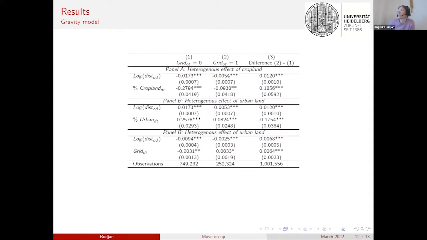So migrants are able to migrate over longer distances, which might also be due to budget reasons of the household. And these migrants are more likely to select destinations that have more cropland and have less urban land, and that have also just received new grid infrastructure.